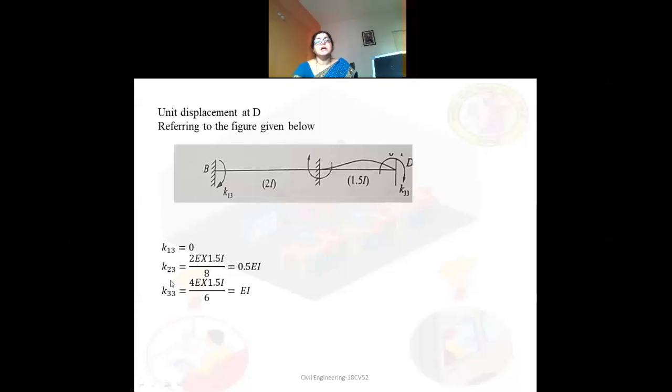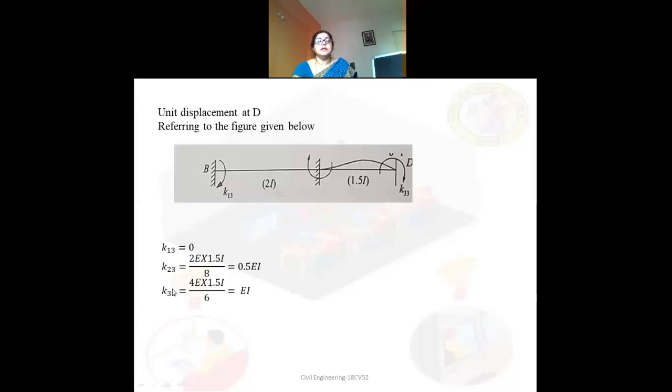What is K23? That is the force developed at coordinate 2 due to unit displacement or unit rotation at coordinate 3. So it is again 2 EI by L into 2 theta C plus theta D minus 3 delta by L. Theta C anyway it is 0. Theta D, in place of theta D write 1 and in place of I write 1.5 I. So you are going to get 0.5 EI.